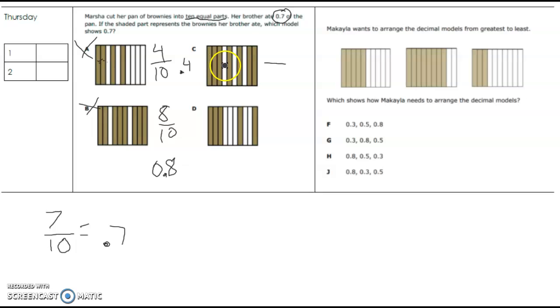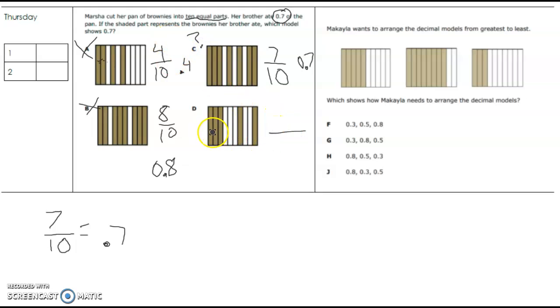1, 2, 3, 4, 5, 6, 7, 8, 9, 10. So the denominator, let's see what the numerator would be. 1, 2, 3, 4, 5, 6, 7. 7 of the 10 pieces are shaded in, or we could write that 0 in the ones, 7 in the tenths place. So maybe it's C. So now let's look at D.